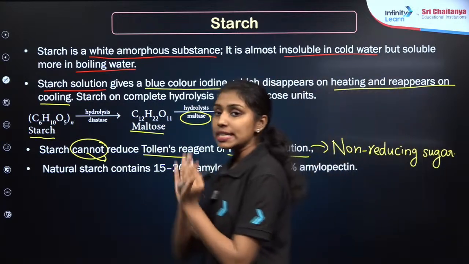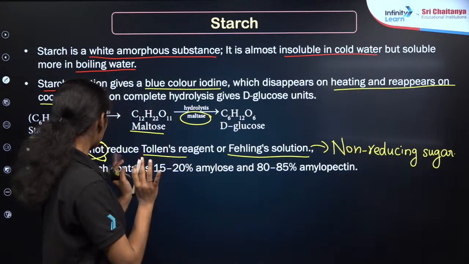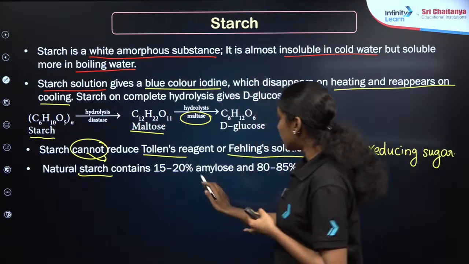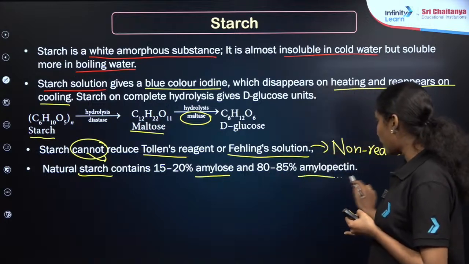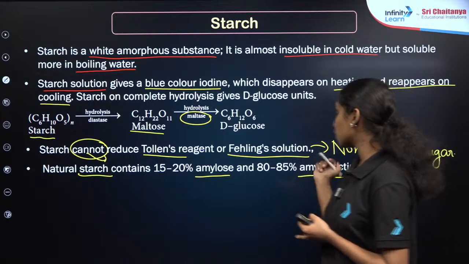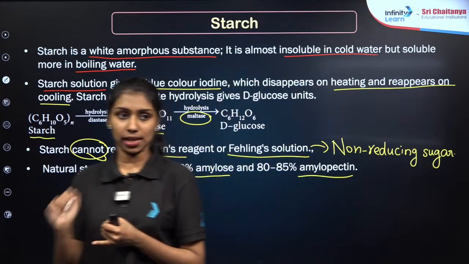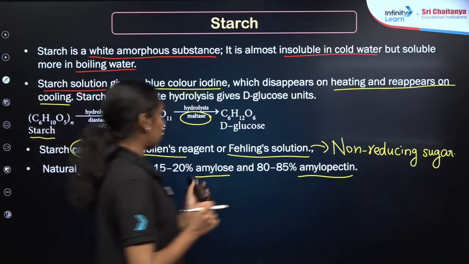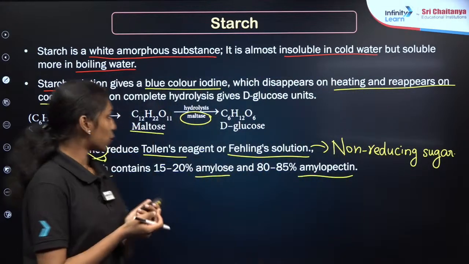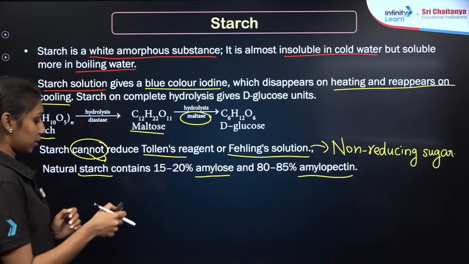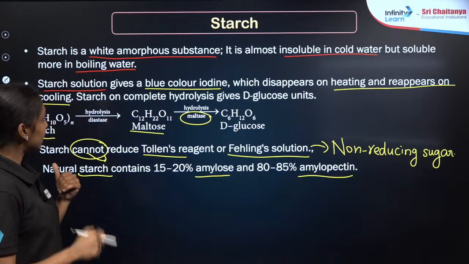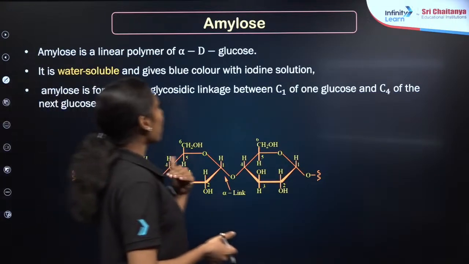Next, whenever we discuss the structure of starch, it contains two types of compounds, amylose and amylopectin, right? 15 to 20% amylose and 80 to 85% amylopectin is present in natural starch. Yes, it is a non-sugar, there is no sweet taste. Now we will discuss the structure of amylose and amylopectin in detail. What do you mean by amylose?